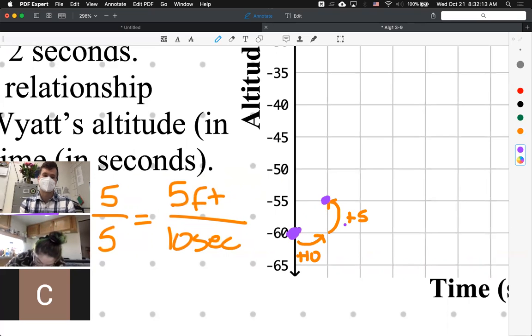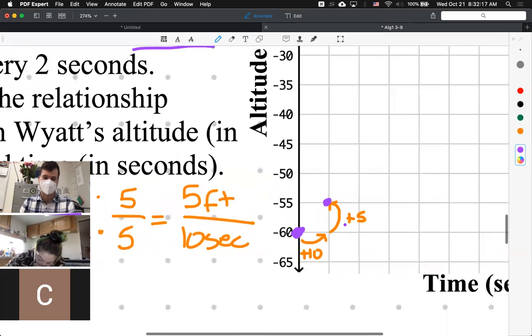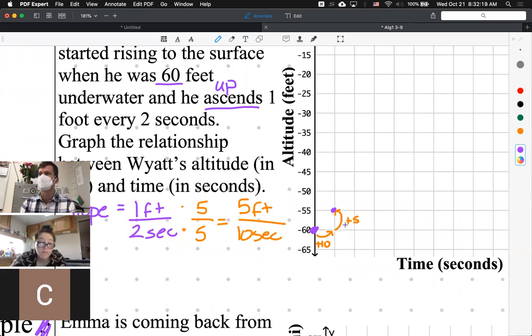All right. And this is the second hardest piece of information to kind of figure out. So we started with the fact that slope was 1 foot per 2 seconds. That was given to us in the problem. We multiplied that by 5 over 5. We need to multiply by something bigger so that it actually can fit on this graph. Why 5 over 5? Well, this unit is going up by units of 5. And then you can keep doing that over and over again.